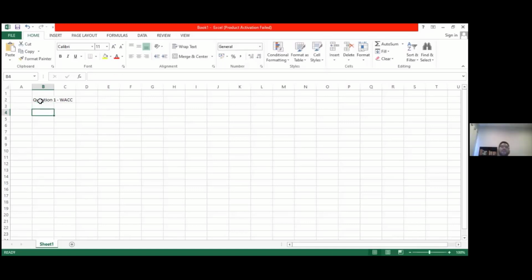So when you are asked to calculate WACC, the first thing you do is write down the WACC formula. WACC equals cost of equity multiplied by the value of equity divided by the value of equity plus the value of debt, plus cost of debt multiplied by 1 minus the tax rate multiplied by the value of debt divided by the value of equity plus the value of debt.